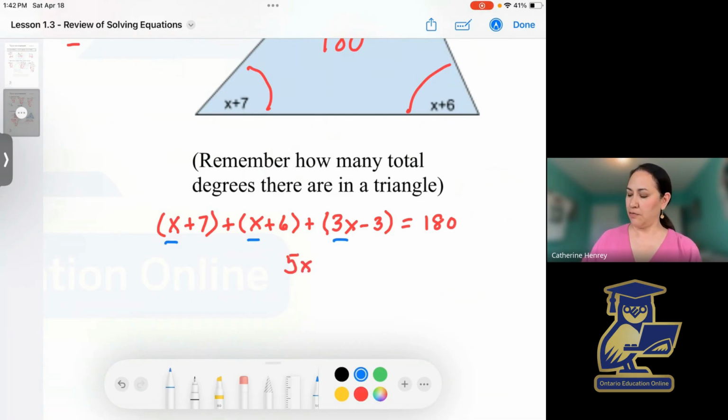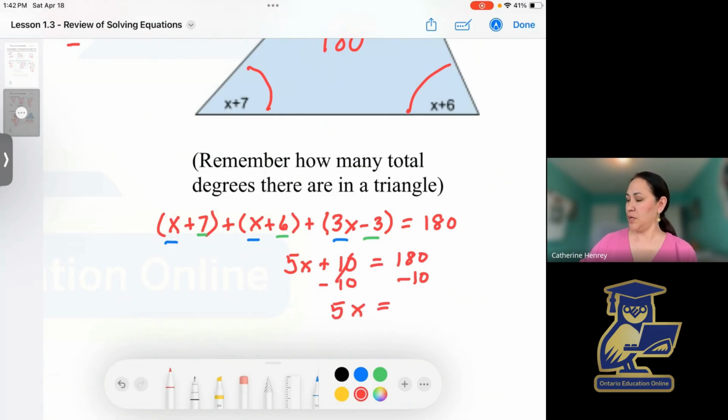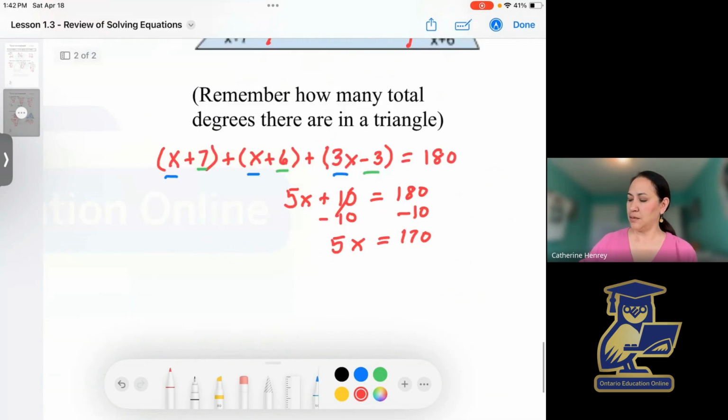And then we have 7, 6, and negative 3. So that's going to give me 10 equals 180. We'll subtract our 10 from both sides. We'll have 5x left over on the left, and we'll have 170 over on the right. Divide both sides by 5. And x in this case is 34.